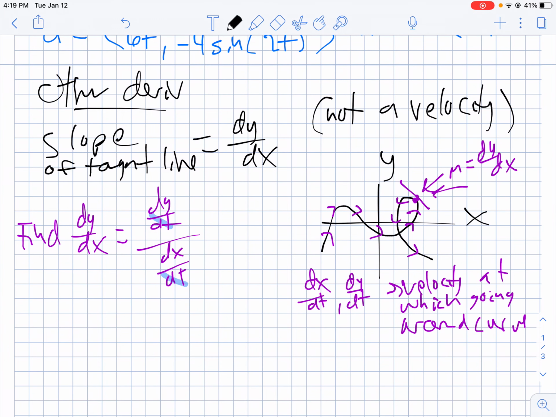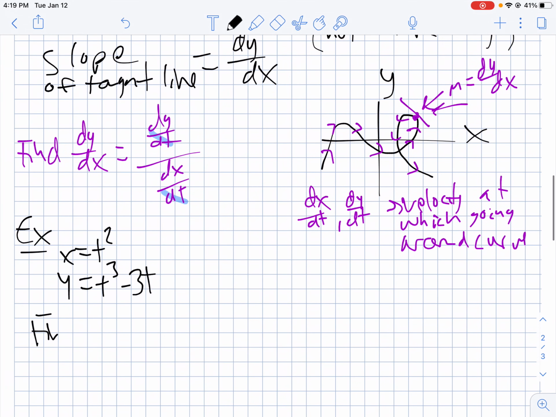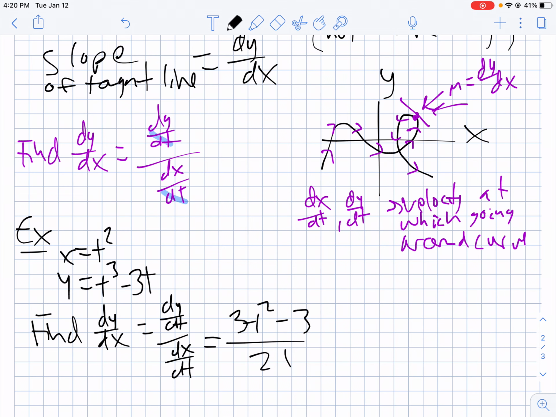So for example, let's say you have x equals t squared and y equals t cubed minus 3t. If you have to find dy/dx, it is just dy/dt divided by dx/dt. So in this case, dy/dt would just be 3t squared minus 3, and dx/dt would just be 2t.